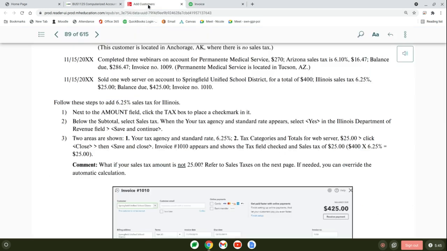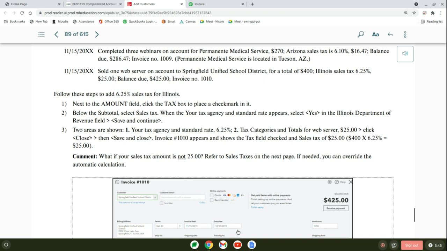Okay. So the book says that it should be applied at 6.25%, and it should be $25. However, it appears that they have changed. This book was written in 2018, and they used the date of 2019 as the example for the book. If you notice, look here, it says 2019.